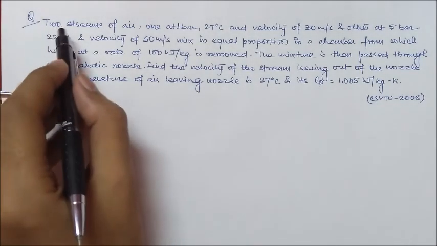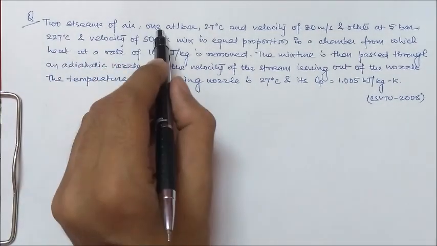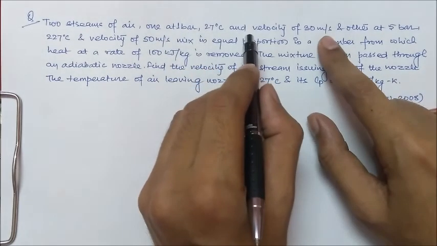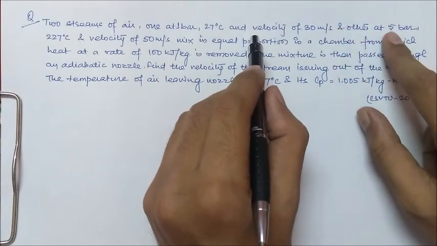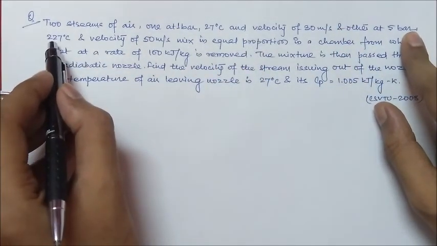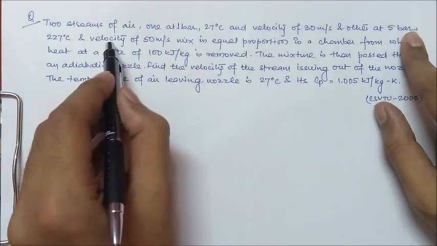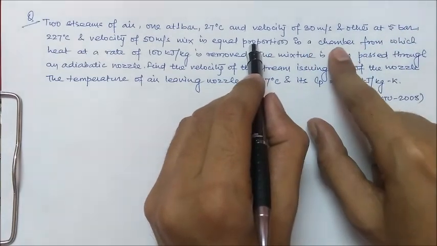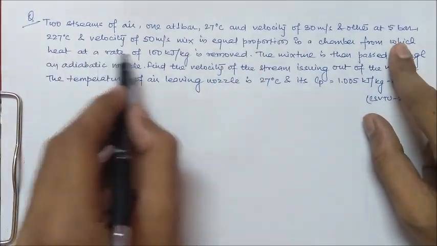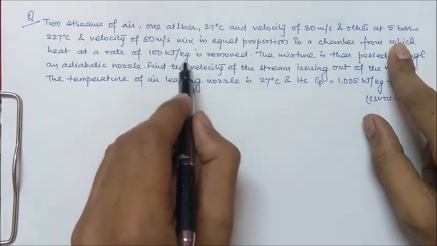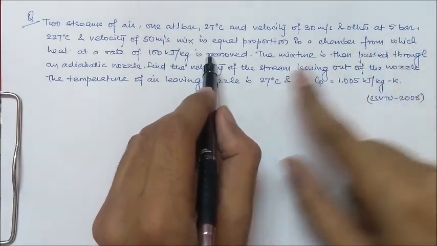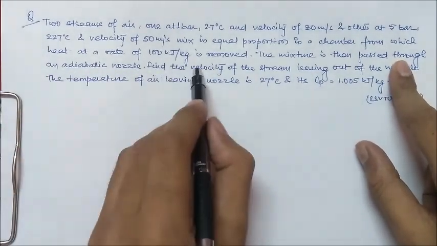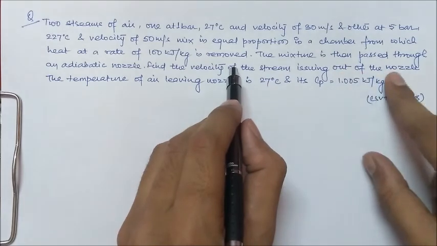The question is like this: two streams of air, one at 1 bar, 27 degrees Celsius and velocity of 30 meter per second, and the other at 5 bar, 227 degrees Celsius and velocity of 50 meter per second, mix in equal proportion in a chamber from which heat at a rate of 100 kilojoule per kg is removed. The mixture is then passed through an adiabatic nozzle. Find the velocity of the stream issuing out of the nozzle.